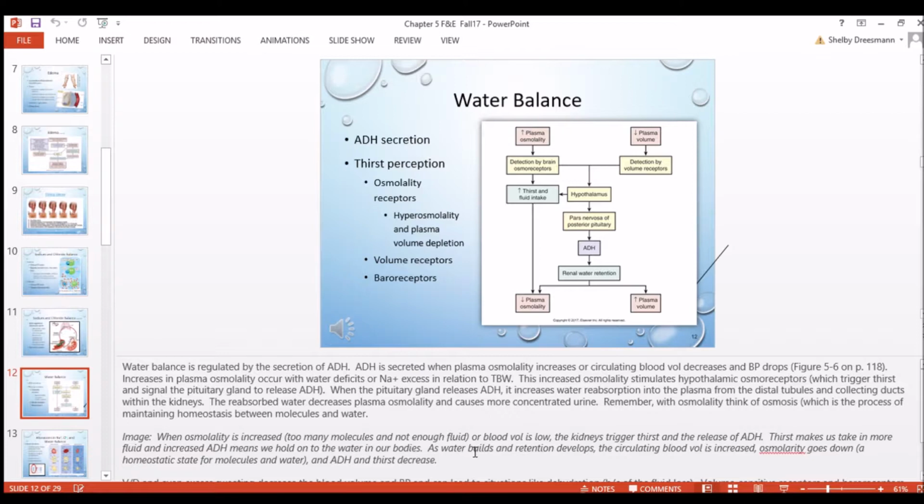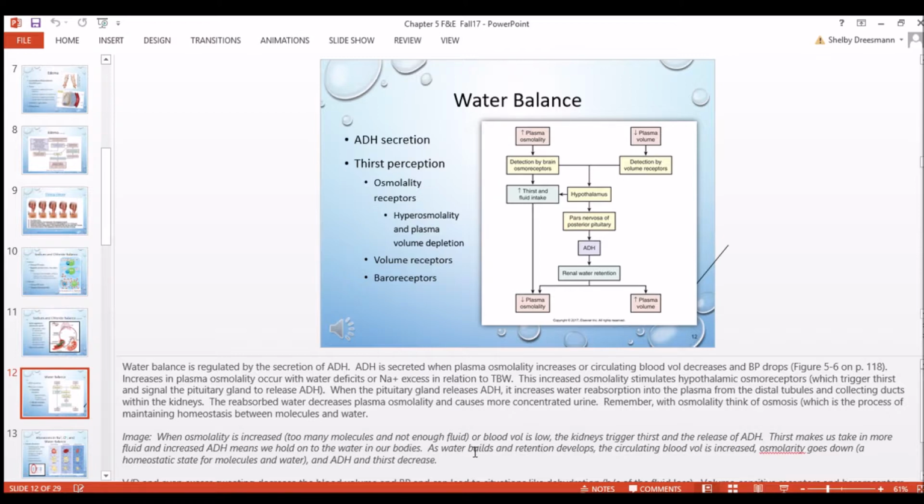Okay, so now we're talking about water balance, and it's regulated by ADH. ADH is secreted when plasma osmolality increases. So we have more solutes in the capillaries, and for some reason we don't have enough water in the capillaries within that. Or circulating blood volume decreases. So again, not enough water, and we have increased plasma osmolality.